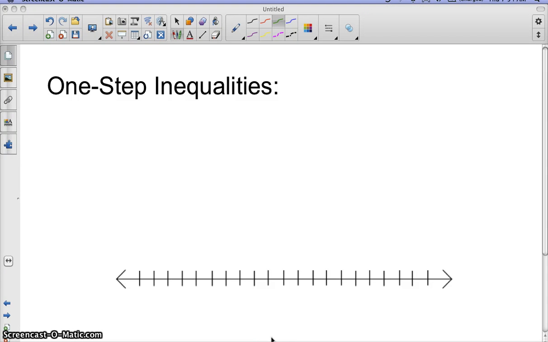And good morning, everybody. Today we're going to talk about one-step inequalities. Now, these are much like one-step equations, except now we're talking about inequalities. So instead of talking about one solution, we're talking about a set of solutions. So let's go through just to make sure everybody's clear on our symbols.